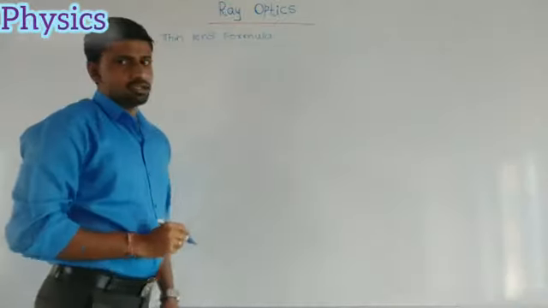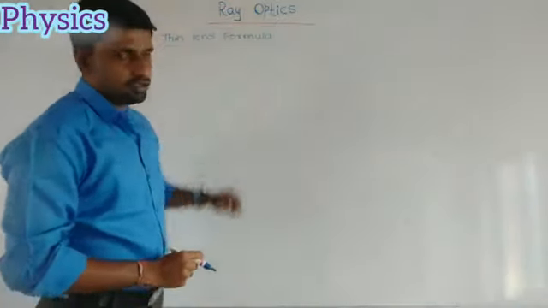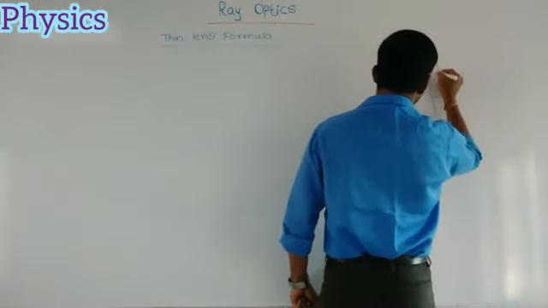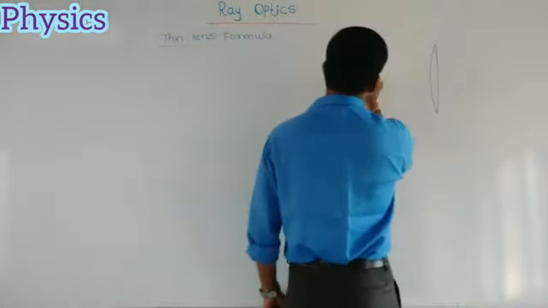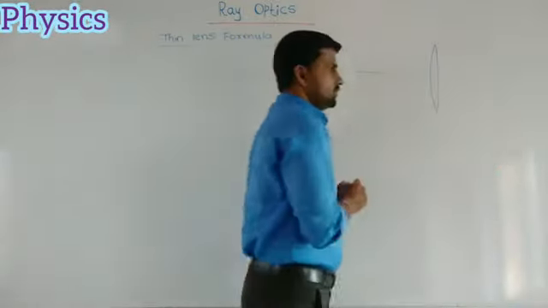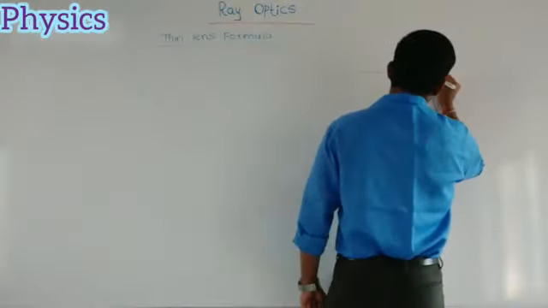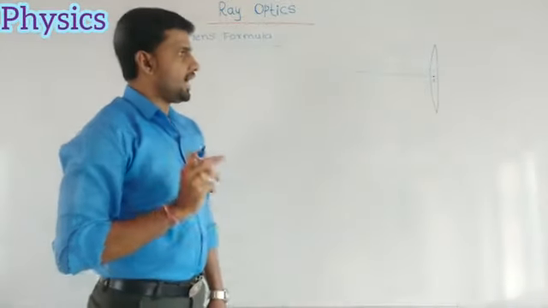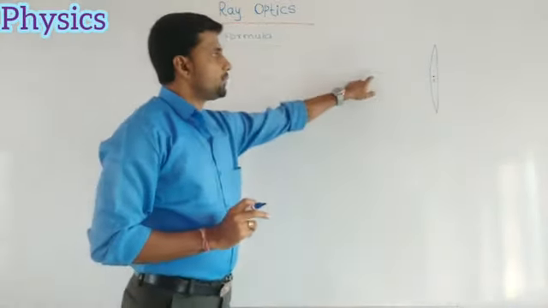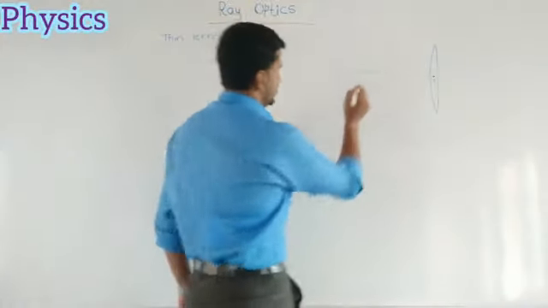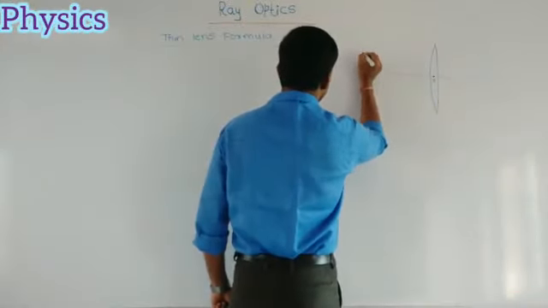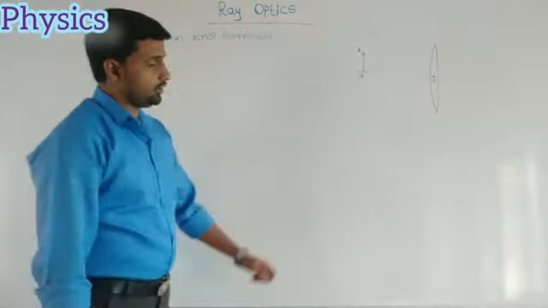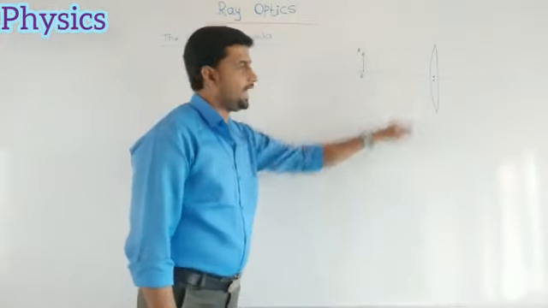To derive this equation, I am going to consider one thin lens. This is a thin lens, and this is the principal axis of the lens. Exactly the central point is called the optical center. Now I am considering an object AB which is placed perpendicular to the principal axis.